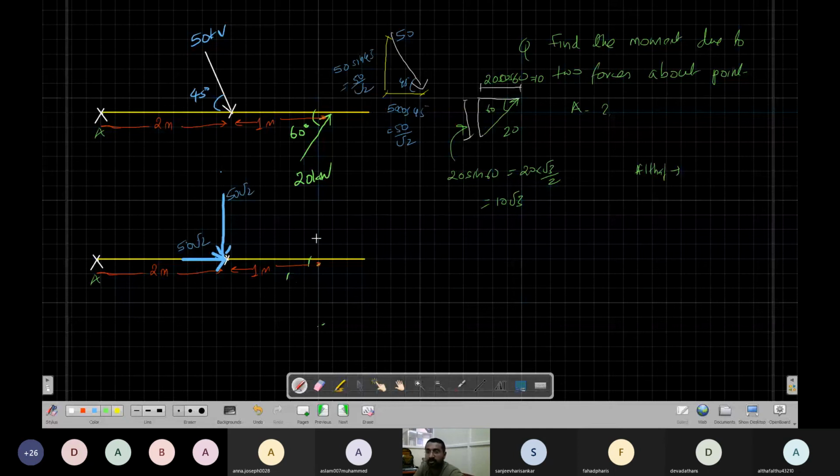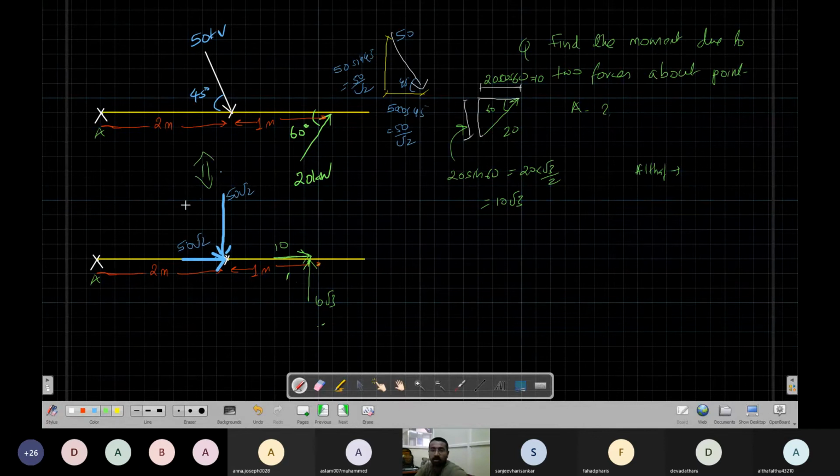Okay, so this also I will replace here. Our vertical component is acting upward, it is 10 root 3. The horizontal component is acting in this direction. This is 10. Okay, so both are the same.